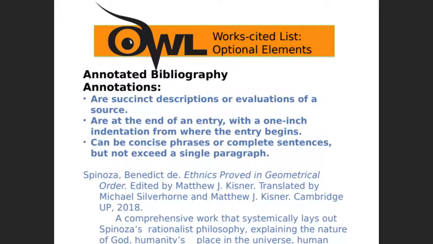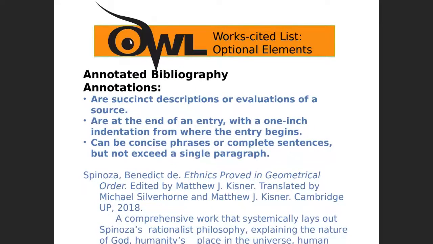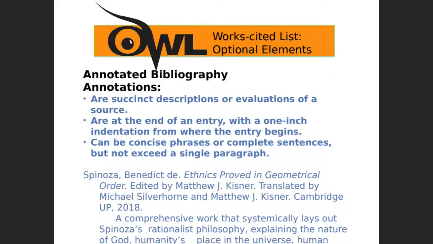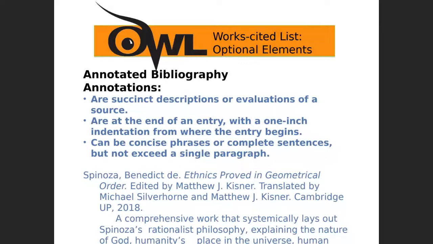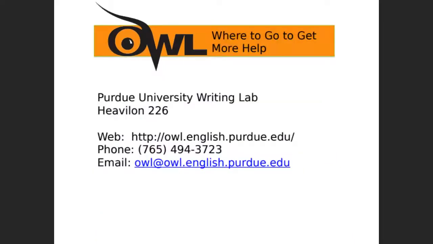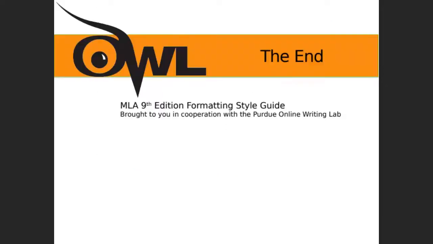Essentially, it can be as small as a sentence, up to about 5 sentences. So you have the citing right there of Spinoza, and then a comprehensive work right under it, just describing it essentially. And this is Purdue OWL. So head over there, that's the information, but check out the website. That's really what I recommend.